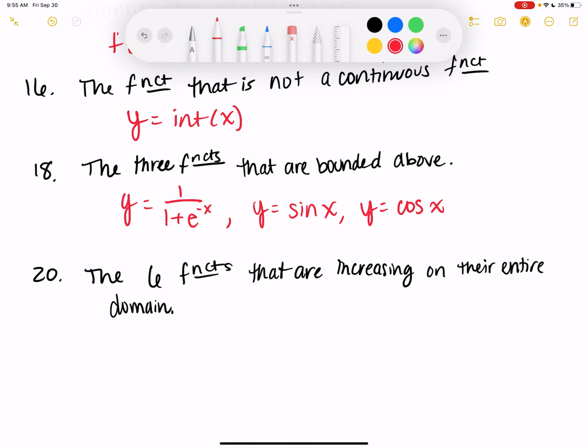Let's go with f of x equals 1 over x. I told you it was gonna be wrong. Increasing means as x gets bigger, y gets bigger. X squared. Nope. Square root of x. Yes.